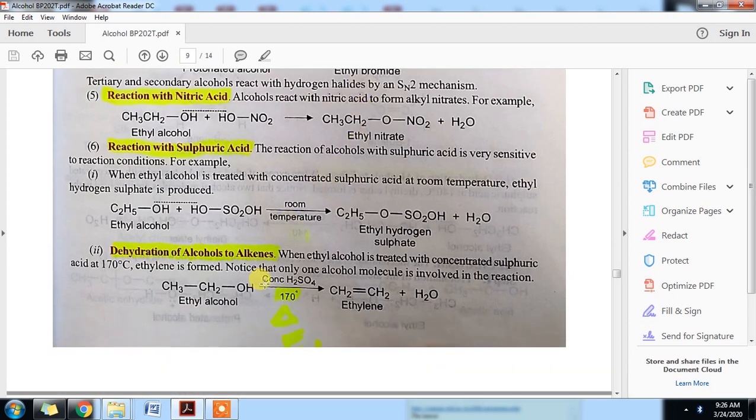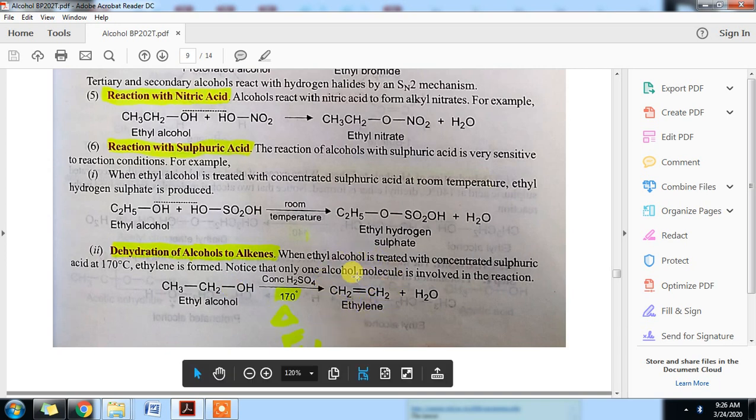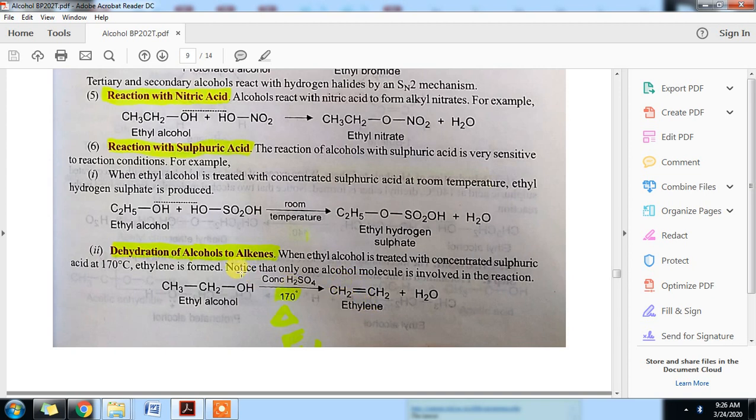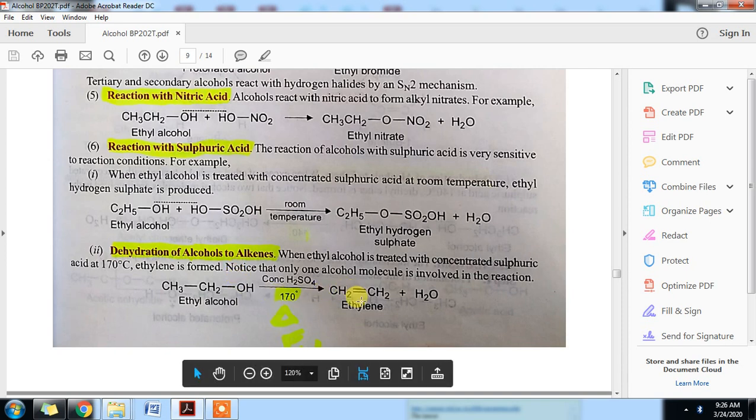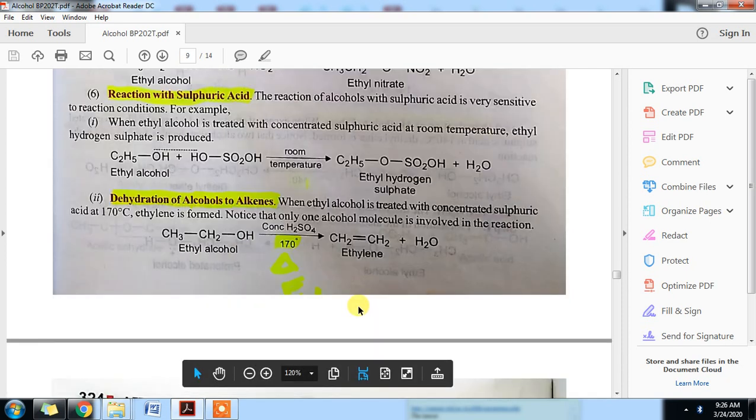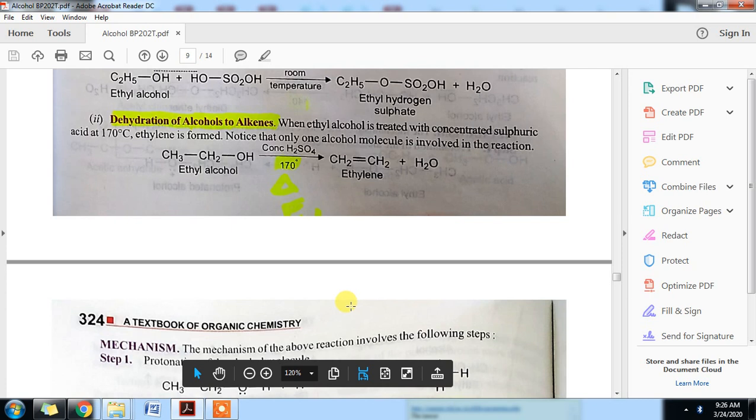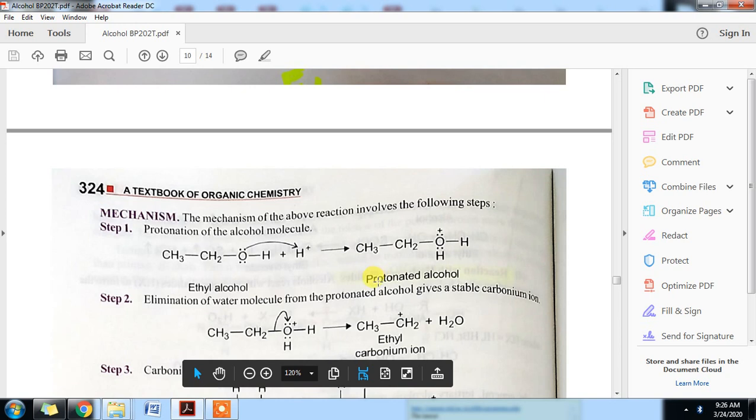Then dehydration of alcohol. We have already studied in alkene preparation that upon heating, you are giving the heating reaction, meaning this is an E1 reaction. So this is a unimolecular elimination reaction. You are going to form an alkene, ethene. So from alcohol also, upon heating, you are going to get ethylene, an alkene. So you can prepare alkene from alcohol by this mechanism. The mechanism you have already discussed, so let's see here how it is forming.